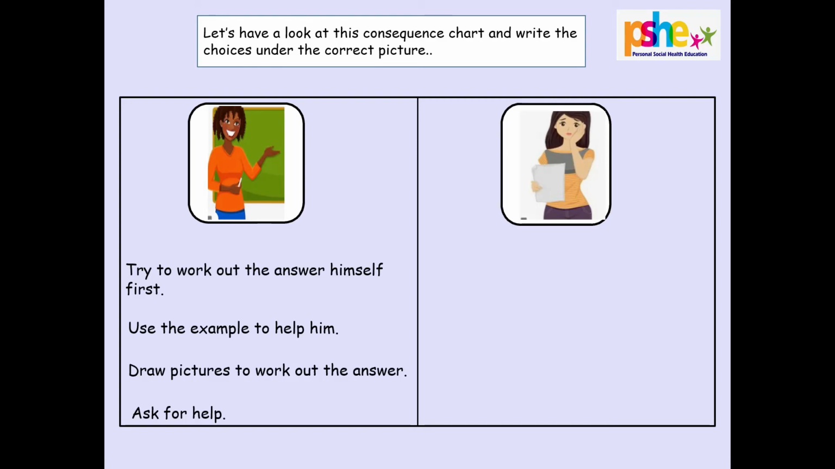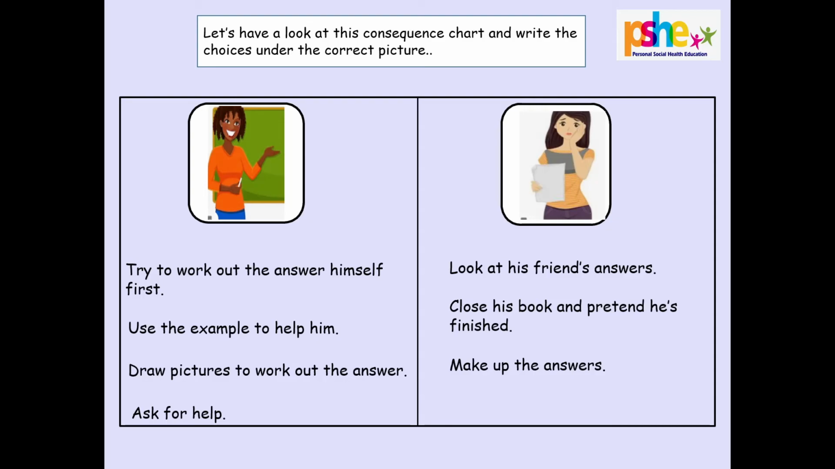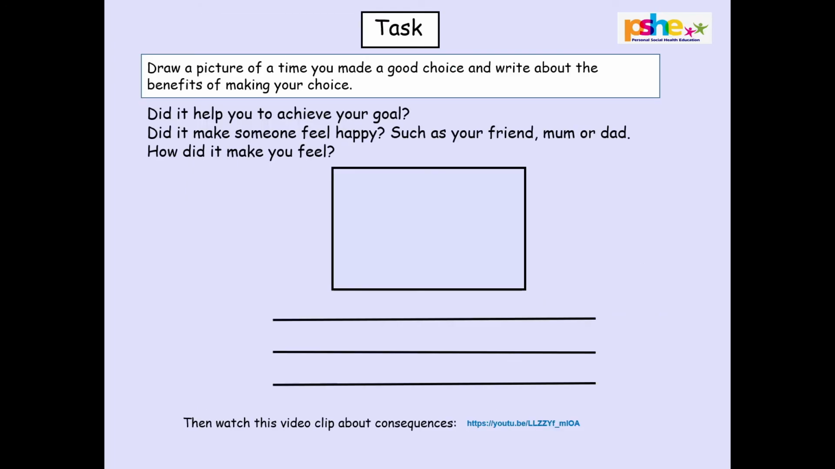The bad choices were to look at his friend's answers, to close his book and pretend he's finished, to make up the answers, and to give up. So we can clearly see that making the good choices, the outcome is good consequences.